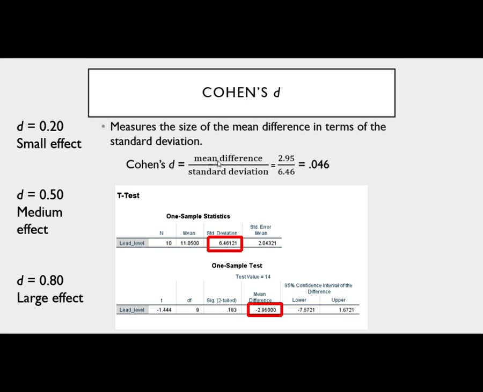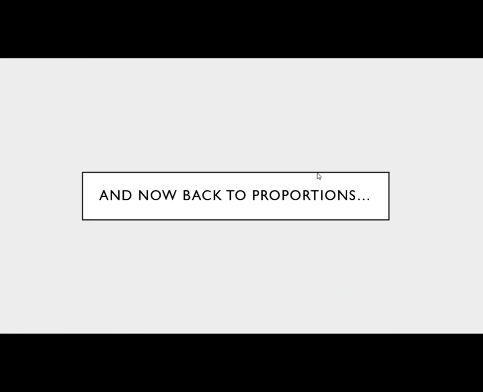So how do I calculate this? I just take the mean difference, which is given to me in my output here, and I divide it by the standard deviation, which is here. I get 2.95 divided by 6.46. I don't worry about the negatives or the positives, it's just the absolute value, and I get 0.046. Since this wasn't a significant test, this is very small, not surprising.